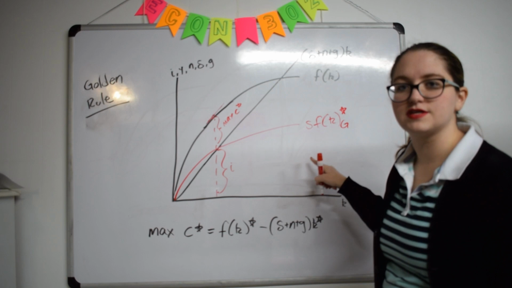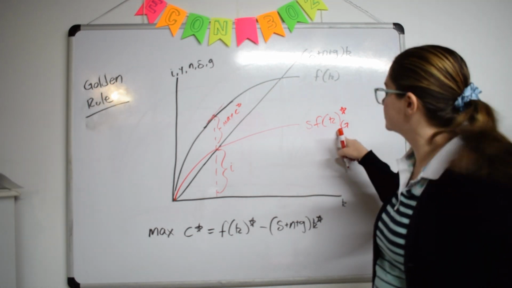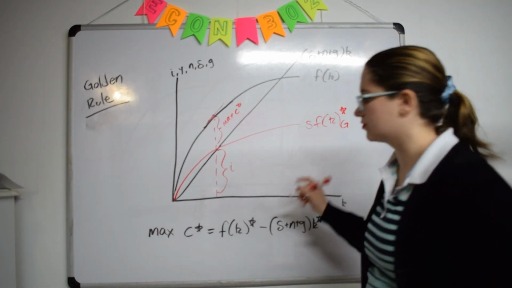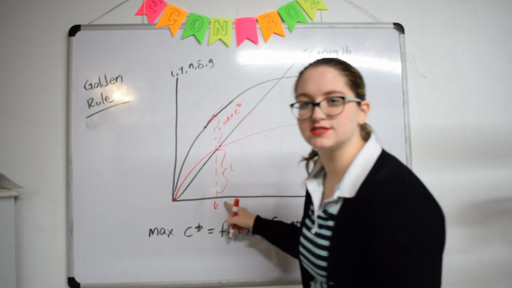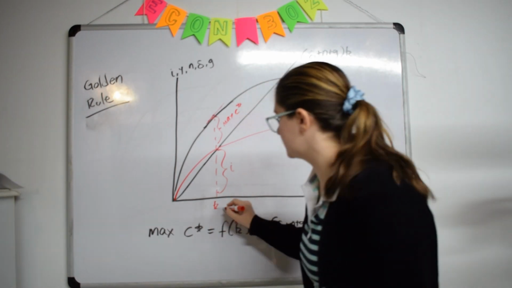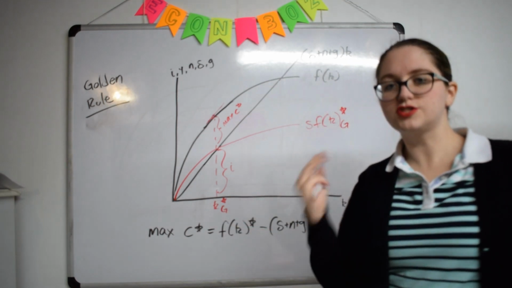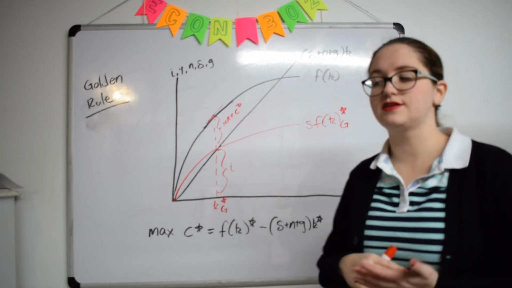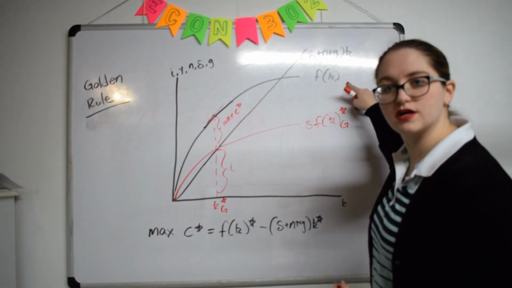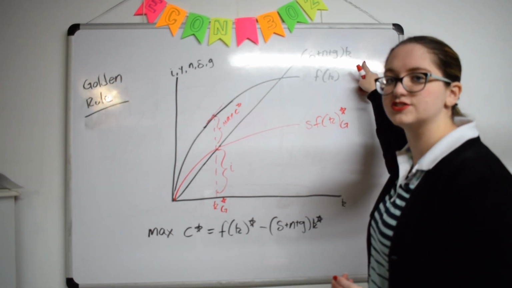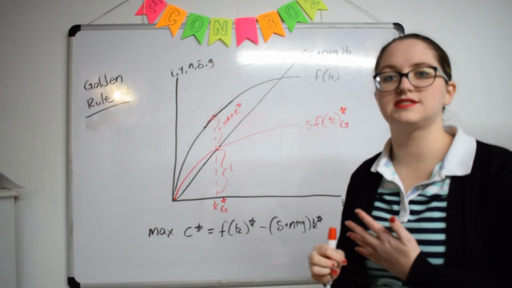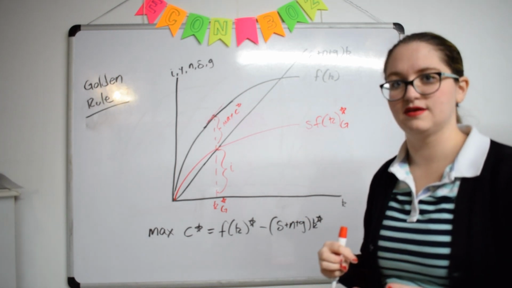So I mark this as the savings function G for golden rule. And here is where our steady state capital will be. K of G star. Okay, so just remember that the golden rule steady state uses the production function and the spending function to find where the best savings function would be. Okay?